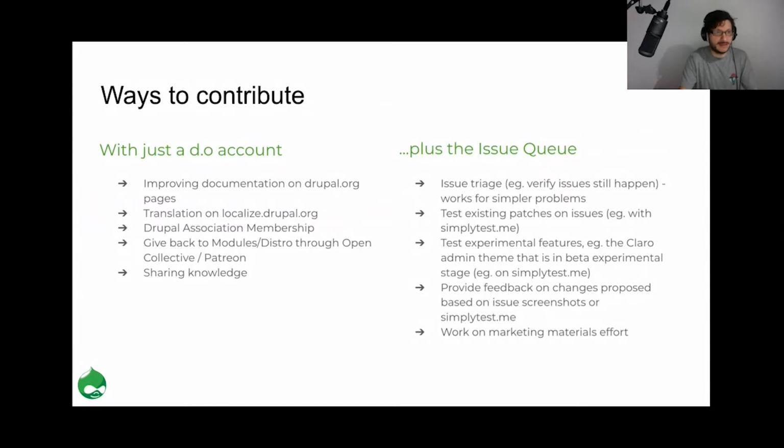And then there's also other ways to contribute with different modules. There's Open Collective and Patreon, which allow for support of specific modules. Sharing module knowledge, as I already talked about. The issue queue is where you go for a lot of more in-depth, specific issues that need to get fixed. And issue triage is for finding issues that maybe, oh, is that still an issue? Yeah, okay, it's still an issue, going through it.